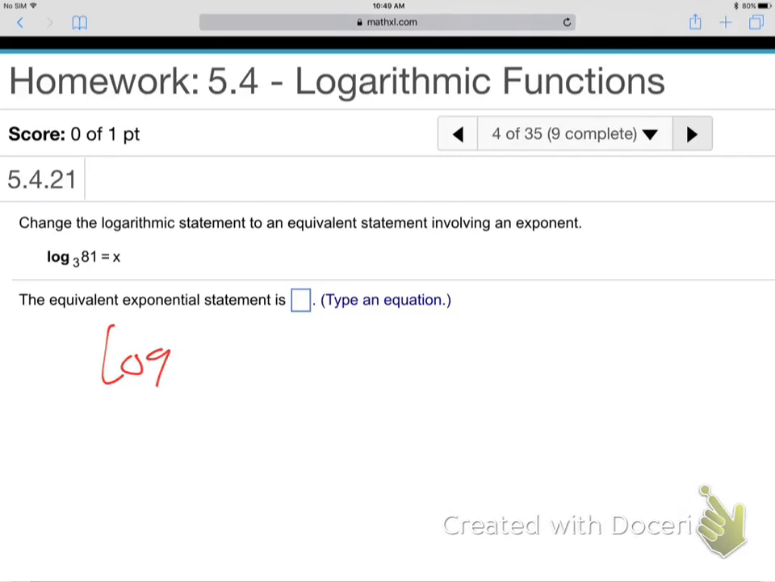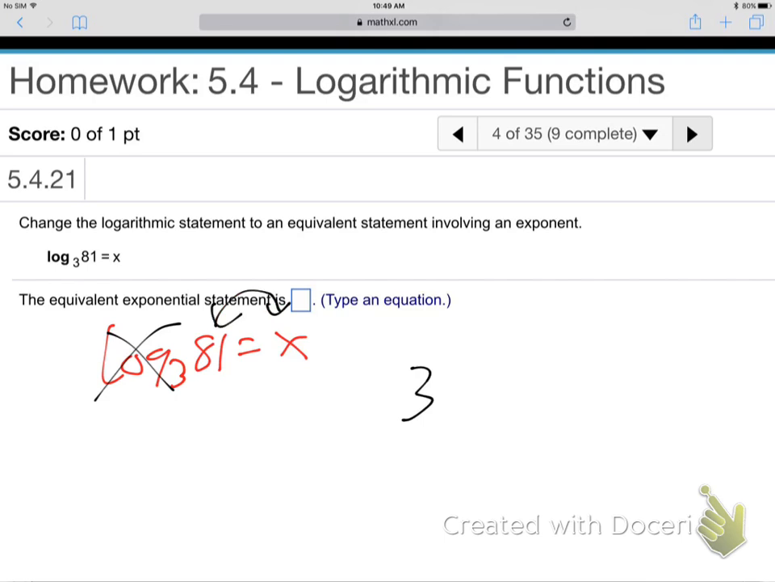So log base 3, 81 is x. Try that one. So translate out of the log language. Cross off the log word. Remove the log word. Base stays the base, other two switch. Lose the log. Base stays the base, other two switch.